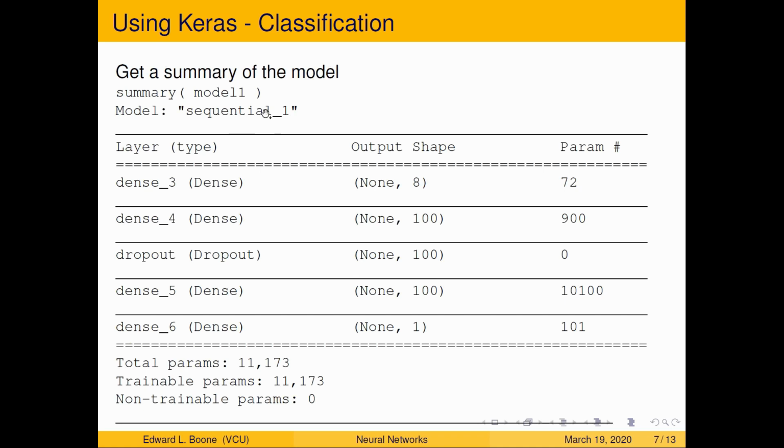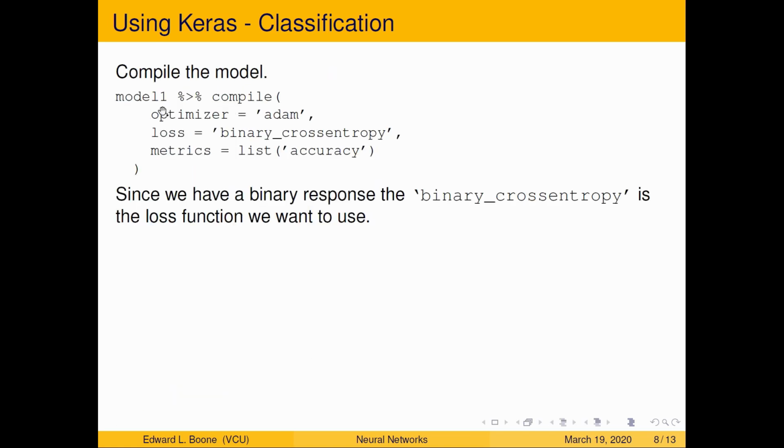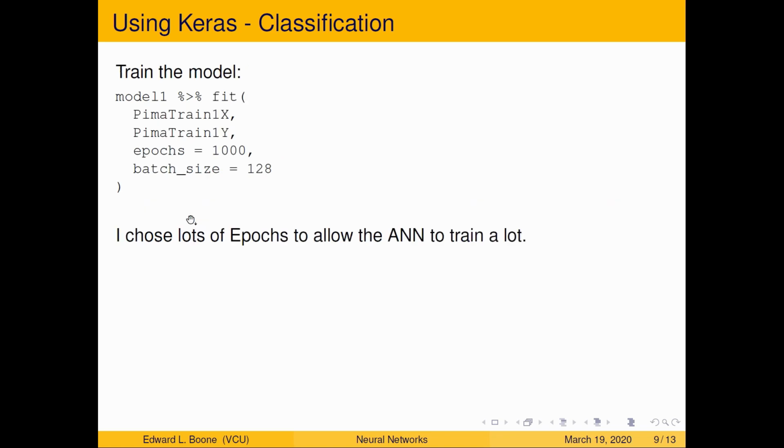Here's the summary of the model before we fit anything. Notice it has 11,173 parameters. This is a ridiculous number of parameters, but if it works, who cares? Okay, we're going to compile the model just like last time. Again, binary cross entropy because we have a binary response. This is exactly the same as last time. Cut and paste this. We're going to use 1,000 epochs again because why not let it train a lot? It doesn't take that long to run.